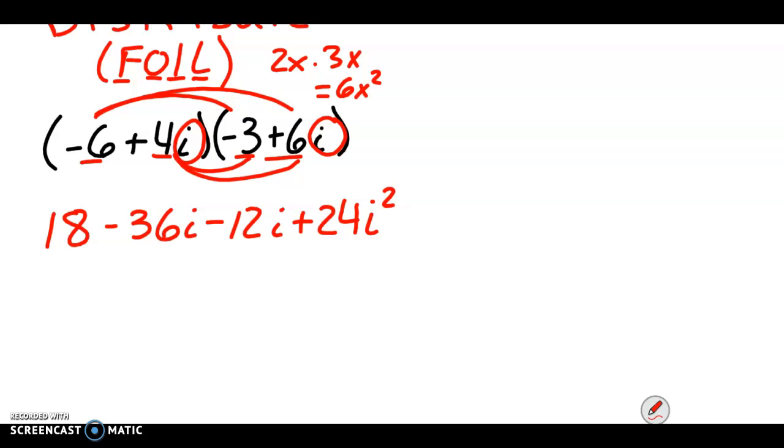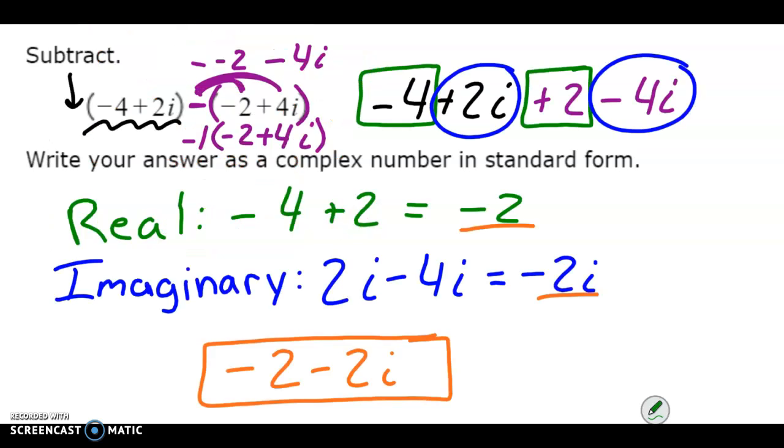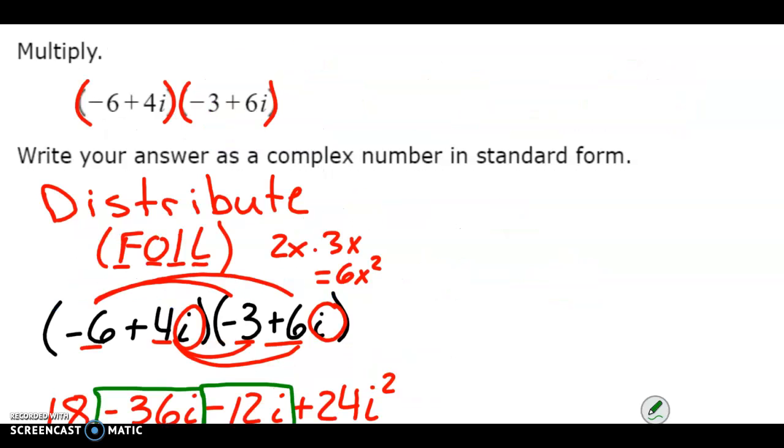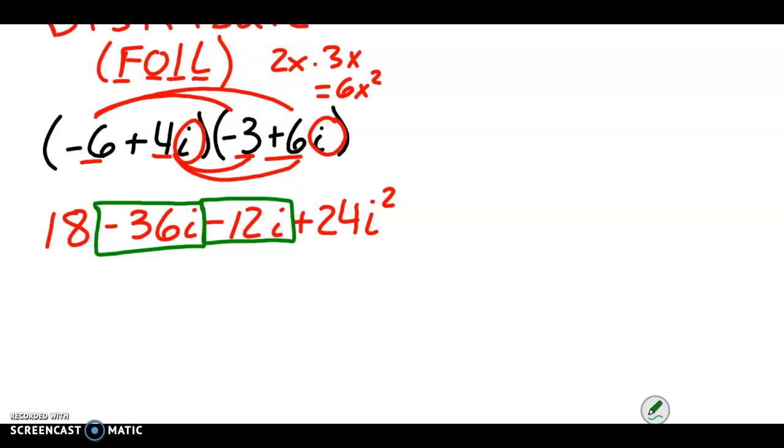Now here's where that's going to come in handy. So first of all, we have to combine all the like terms. Well, whenever you FOIL, that outside and the inside product are going to be like terms. So if I have matching i values, just like when we combined in the first 2 examples, we combine our i terms with each other, right? So if I have more than one i term here, I have to combine them. So right now, I've got that 18 that's staying put, -36i and -12i combined to -48i.